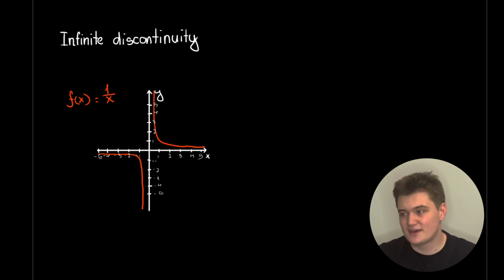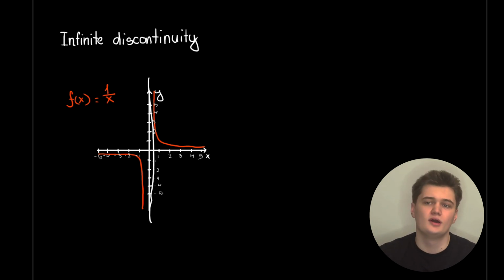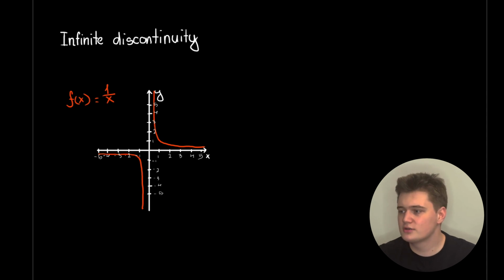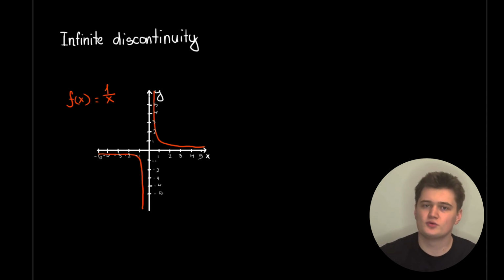But there is a vertical asymptote at x equals 0. What is the vertical asymptote? It's pretty much the point that will never be intersected. It might be approached at infinity, but since it never equals infinity, it's just approaching, we have the vertical asymptote at x equals 0.